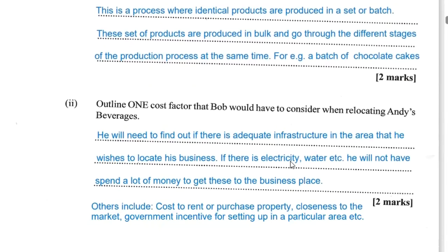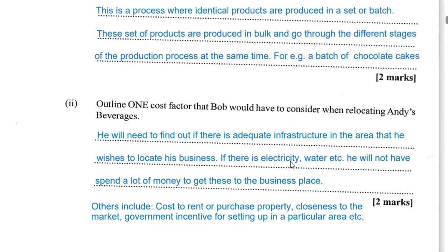He will need to find out if there is adequate infrastructure in the area that he wishes to locate his business. If there's electricity, water, he will not have to spend a lot of money to get these to the business place, right? Other cost factors could be cost to rent or purchase a property, closeness to the market, government incentive for setting up in a particular area, and so on.